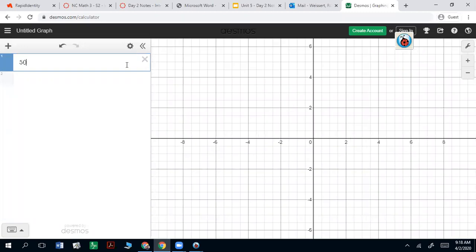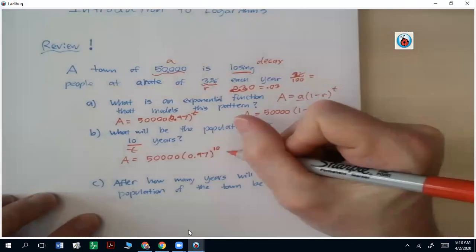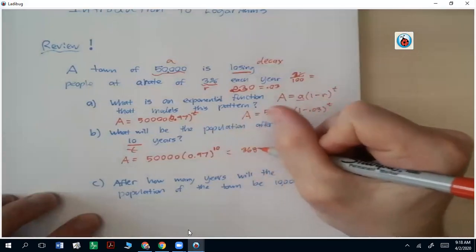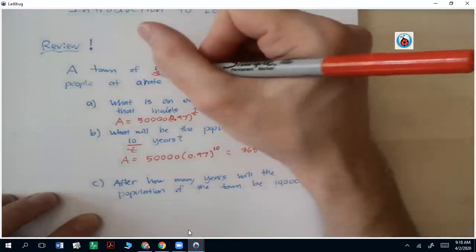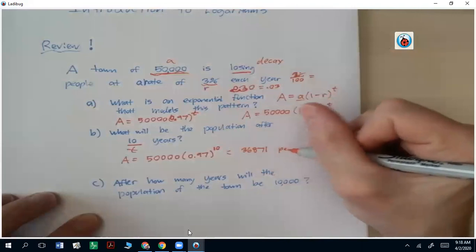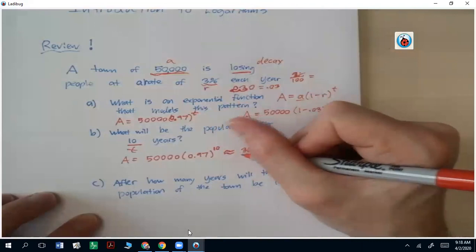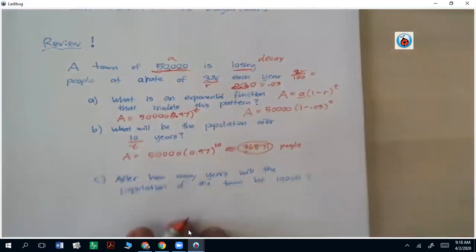That's something I'll need a calculator for, so let's see, 50,000, parentheses 0.97, exponent 10. So 36,871.2. It's population, we're talking about people, so I don't really have a need to round that to 0.2. So we'll say approximately 36,871 people. And that's where we stopped yesterday.